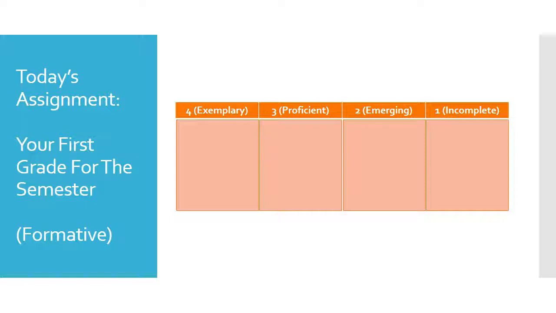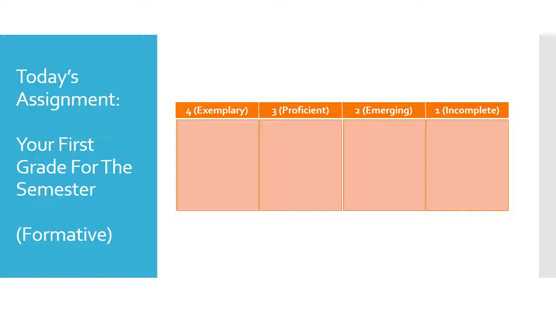So the assignment that you're going to do today is going to be the first assignment in the gradebook for the semester. You are going to be creating one entry for your annotated bibliography. Eventually you will do more of these and you'll turn them all in at the end of the research project when you do your presentation.